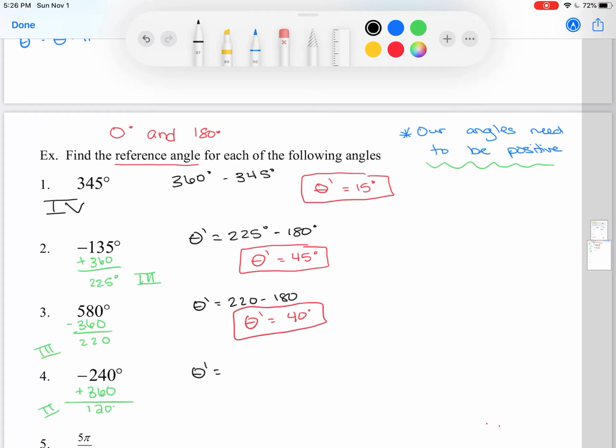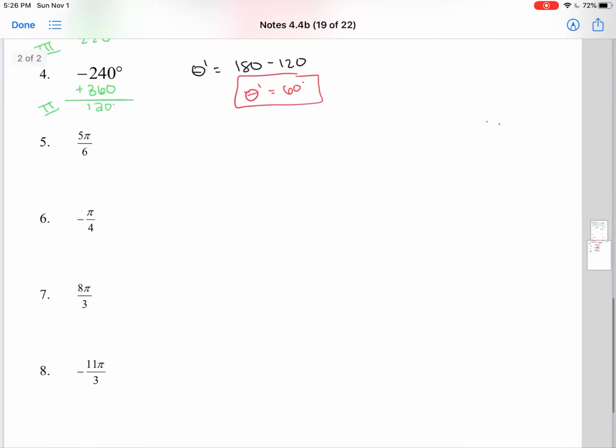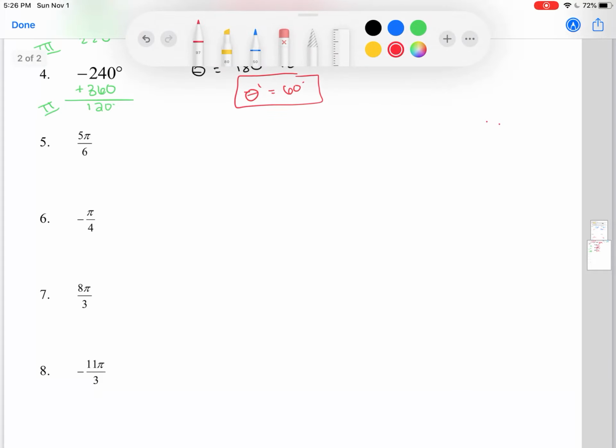4th question, again, we want it to be between 0 and 360, so I'm going to add a rotation. That's going to give me a positive 120 degrees, which this time will fall in the 2nd quadrant. My reference angle to 120 degrees is going to first be 180 minus 120. That will give me 60 degrees as my reference angle. Continuing on.